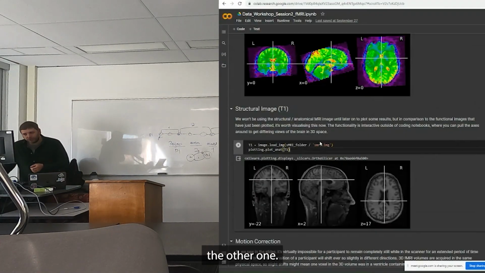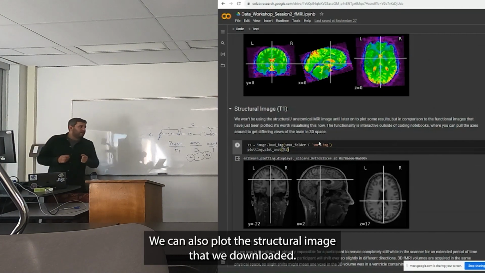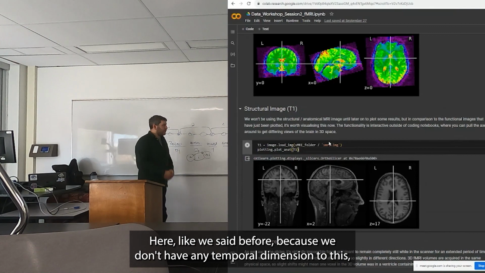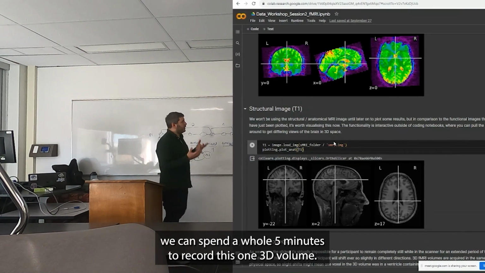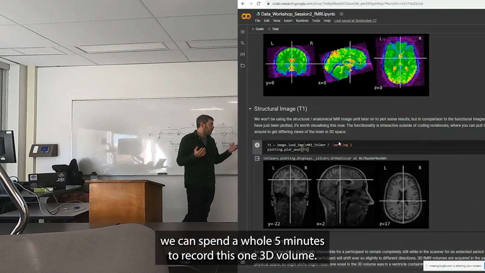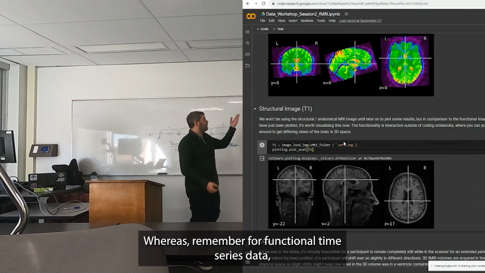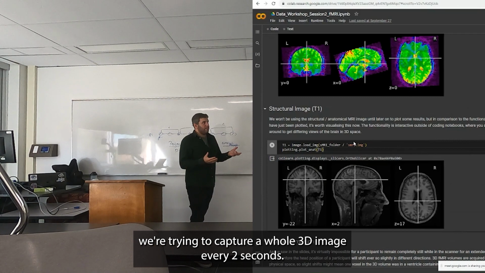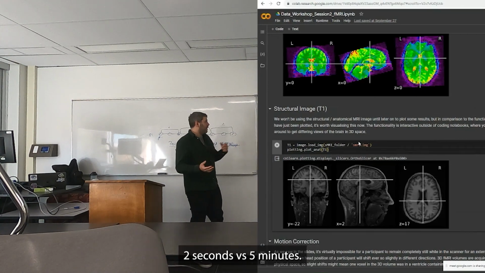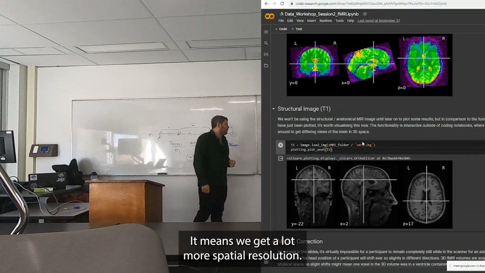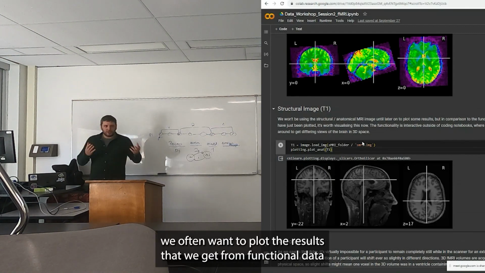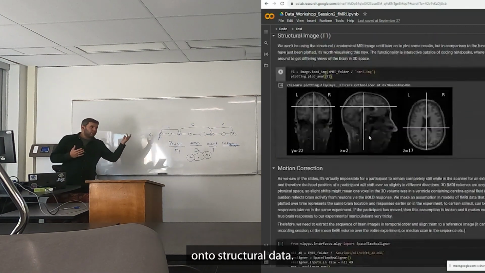We can also plot the structural image that we downloaded, which is here. As I said before, because we don't have any temporal dimension to this, we can spend a whole 5 minutes to record this one 3D volume. Whereas if you remember, for functional time series data, we're trying to capture a whole 3D image in 2 seconds. 2 seconds versus 5 minutes means we get a lot more spatial resolution. And we often want to plot the results that we get from functional data onto structural data.